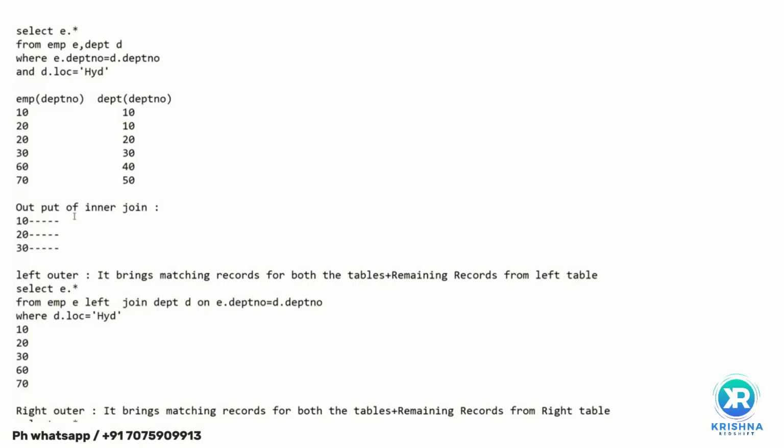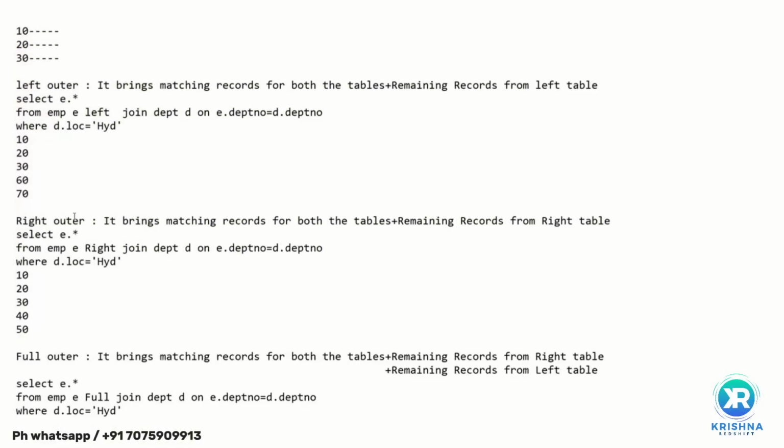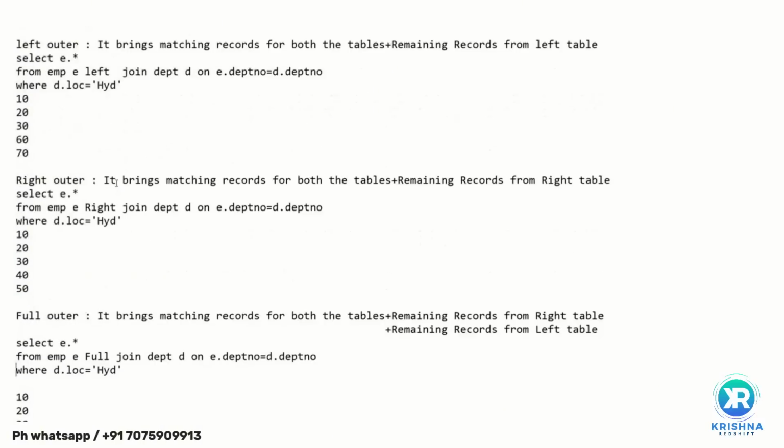Okay. Left outer: 10, 20, 20, 60, 70. Right outer: same, 10, 20, 30, 40, 50. Full outer? Louder. 10, 20, 30, 40, 50, 60, 70. Okay, another 10.